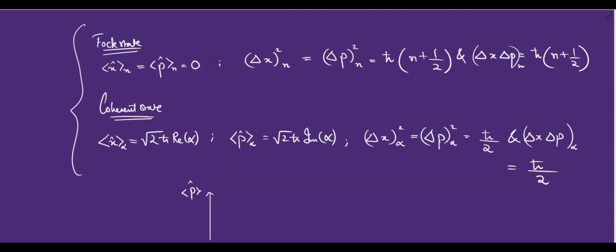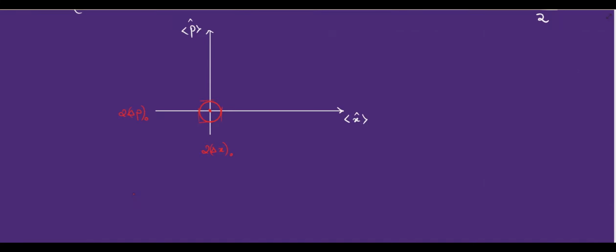delta x 0 will be equal to root of h bar by 2, into 2. So this will be equal to 2 times root of h bar by 2, the spread here, and this will be equal to root of 2 into root of h bar by 2 in the x direction. So the vacuum state will be represented by this particular circle. And here this is delta x 0 equal to 0 and delta p 0 is equal to 0.